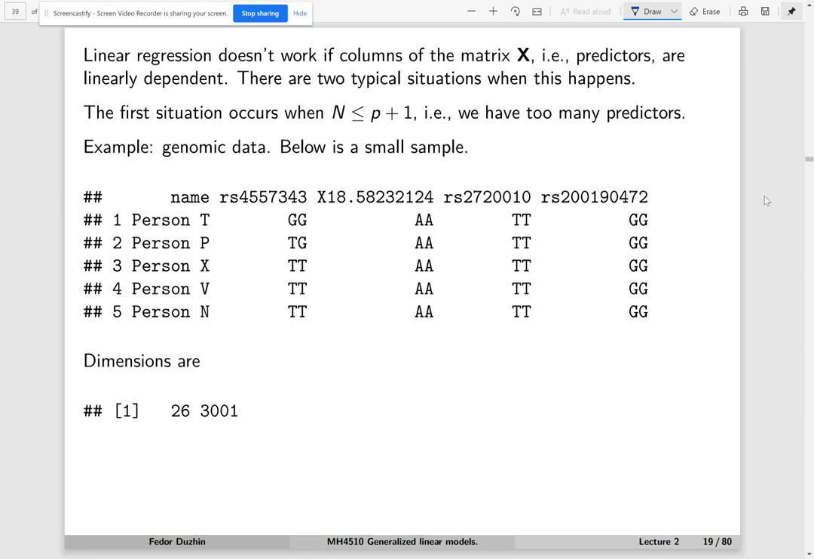Then the number of observations is just 26, and the number of predictors is 3,000. So it by far exceeds the number of observations. In this case, we cannot do linear regression at all. It just doesn't work. The solution to this is regularization methods, and the plan is to do it in lecture 4. So eventually you will learn how to deal with this.